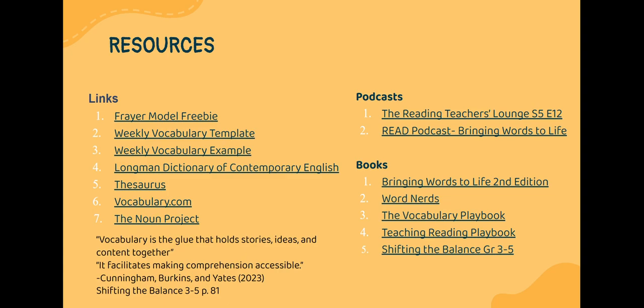Cunningham, Perkins, and Yates assert that vocabulary is the glue that holds stories, ideas, and content together. It facilitates making comprehension accessible.